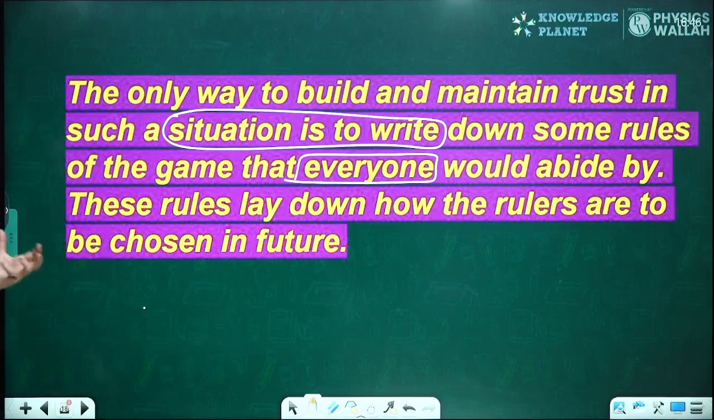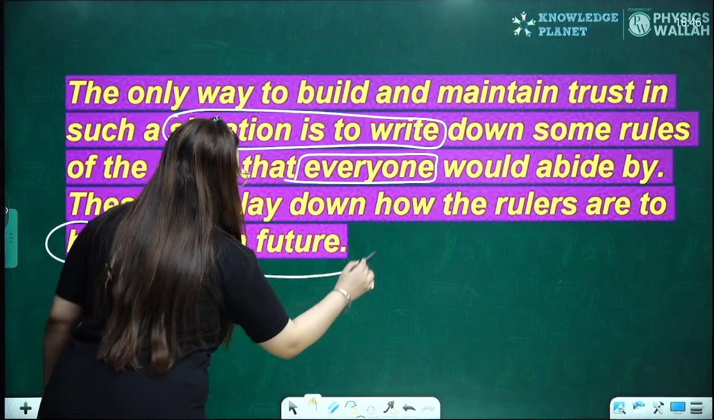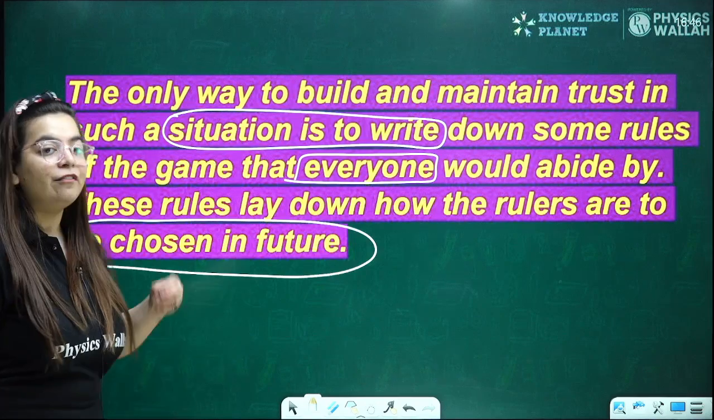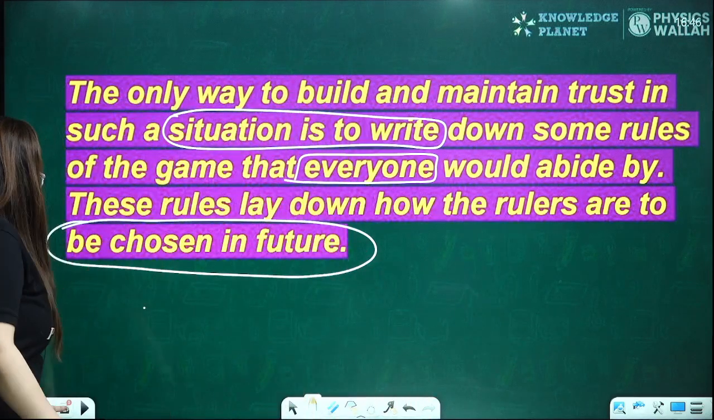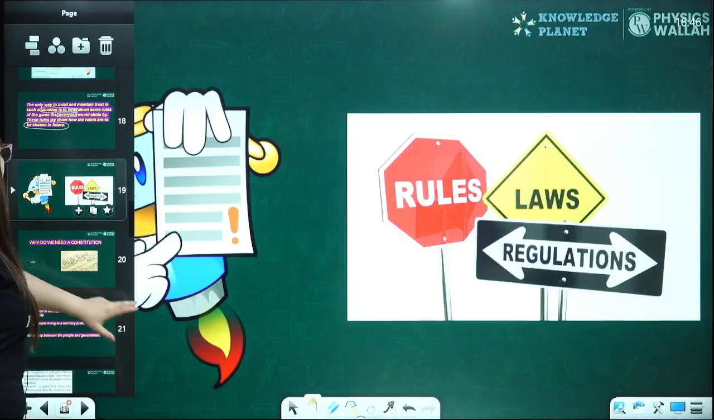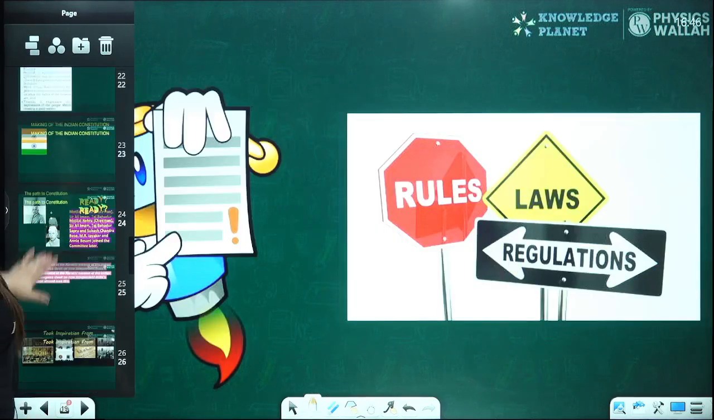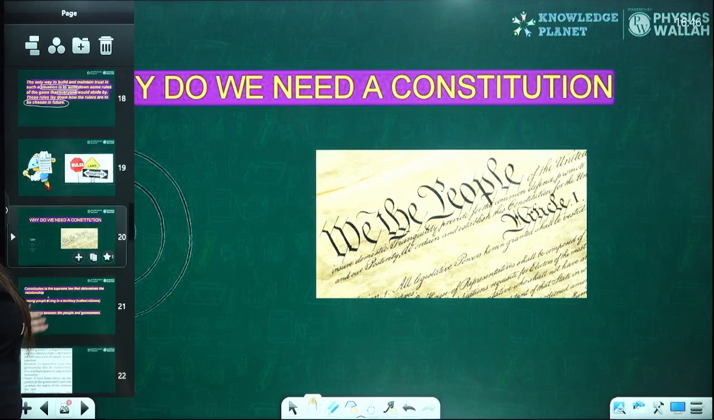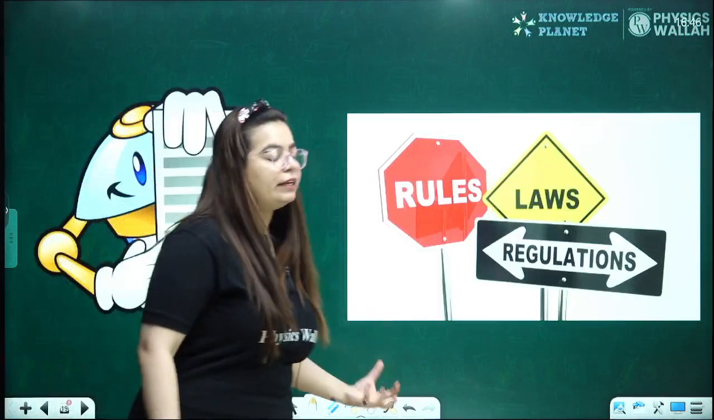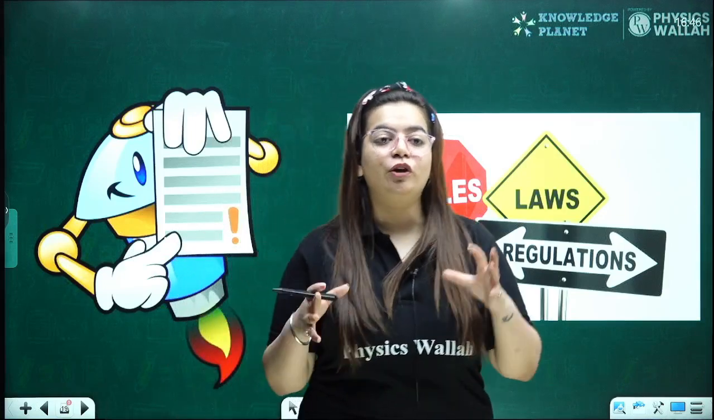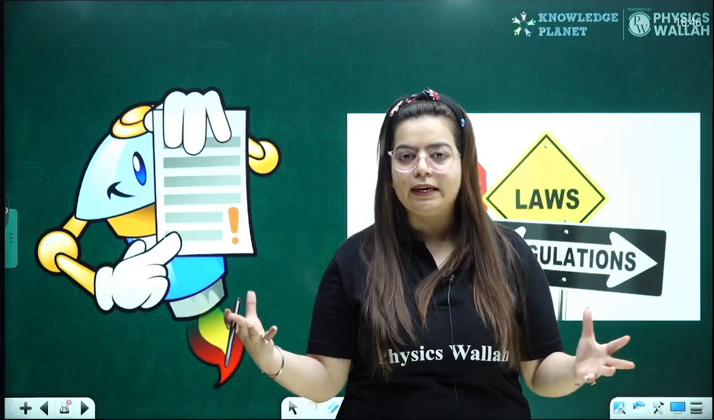These rules lay down how rulers are to be chosen in future. So now everything, from rulers to normal people, was written down. Rules, law, regulation, everything came, and this became a very good thing. Everything was sorted in South Africa with the coming of the constitution, and the constitution was very nice, right?